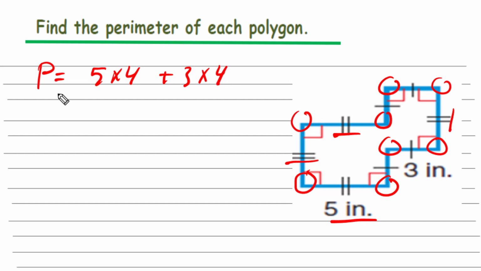Don't forget, 5 is repeated 4 times. That means 5 times 4 equals 20. Plus 3 is repeated 4 times, equals 12. Now 20 plus 12 equals 32 inches. So don't forget, to find the perimeter of a polygon, just add all sides. But in this shape, we have repeated lengths.